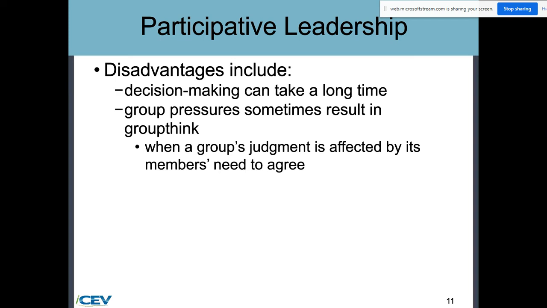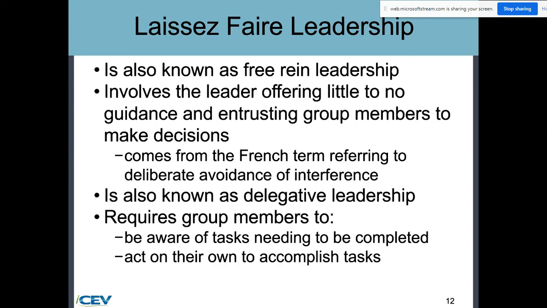Okay, so the disadvantages are decision making can take longer because you've got everybody and their input, and group pressure sometimes results in what's called groupthink. Everybody's thinking the same thing even though it's not right. It's when a group's judgment is affected by its members' need to agree. So they may say, "Oh, we just need to do something," and they choose the wrong thing to do.